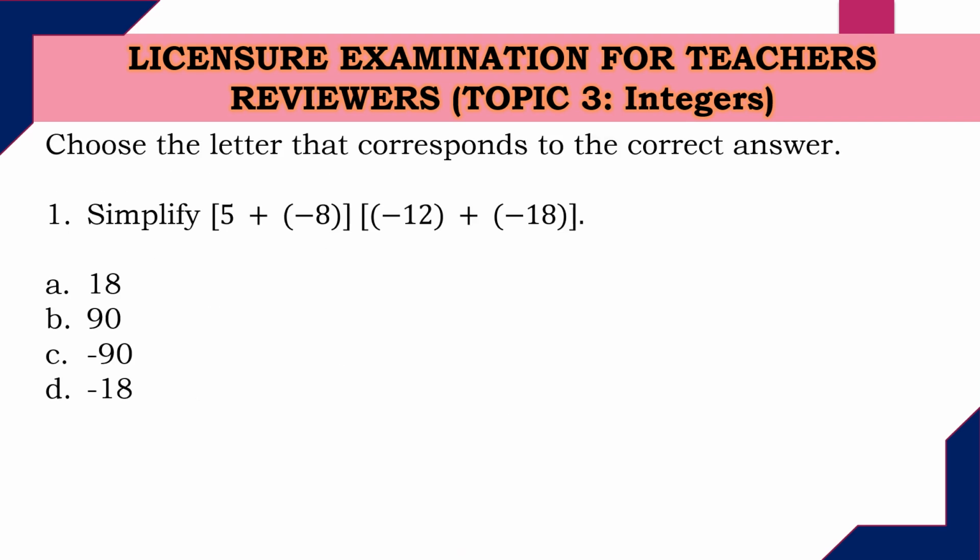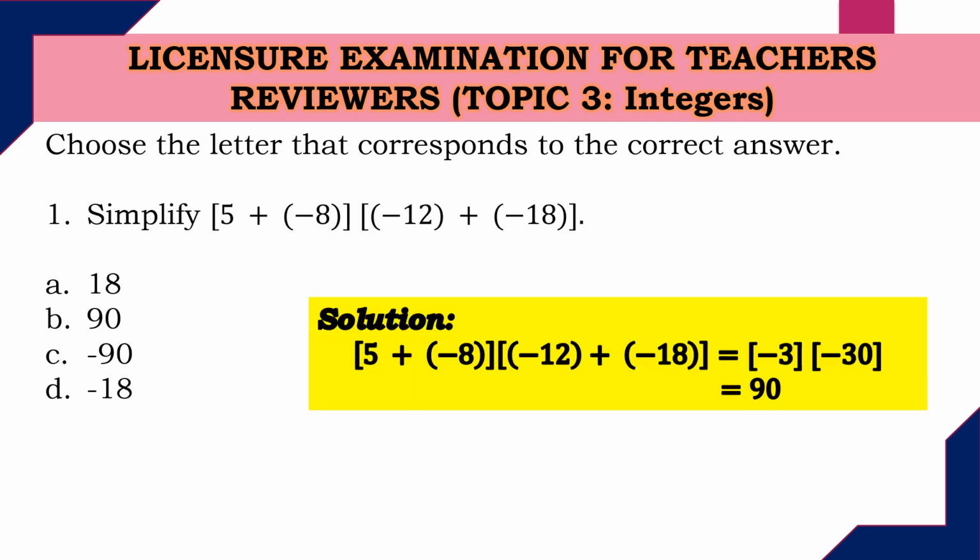Let us proceed with our review questions. Number 1, simplify the quantity of 5 plus negative 8 times the quantity of negative 12 plus negative 18. A, 18, B, 90, C, negative 90, D, negative 18. So, kung mapapansin natin, yung given ay may groupings. So, kapag merong groupings, ibig sabihin ay nasa loob ng parentheses, nasa loob ng brackets, or nasa loob ng braces. Kapag merong groupings, uunahin natin na i-compute yung mga quantities that are being grouped.